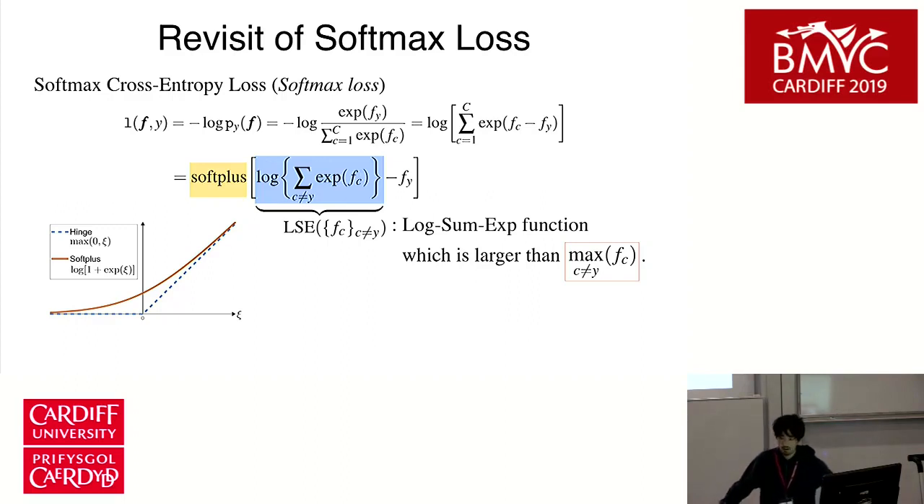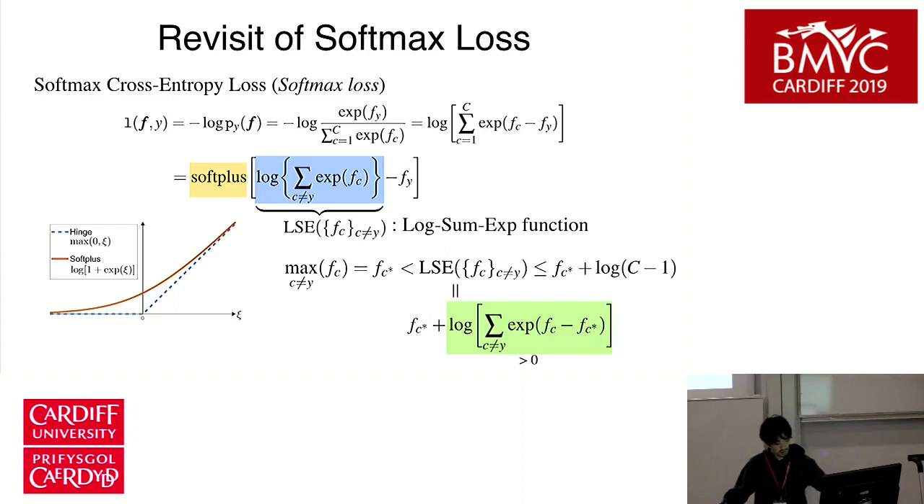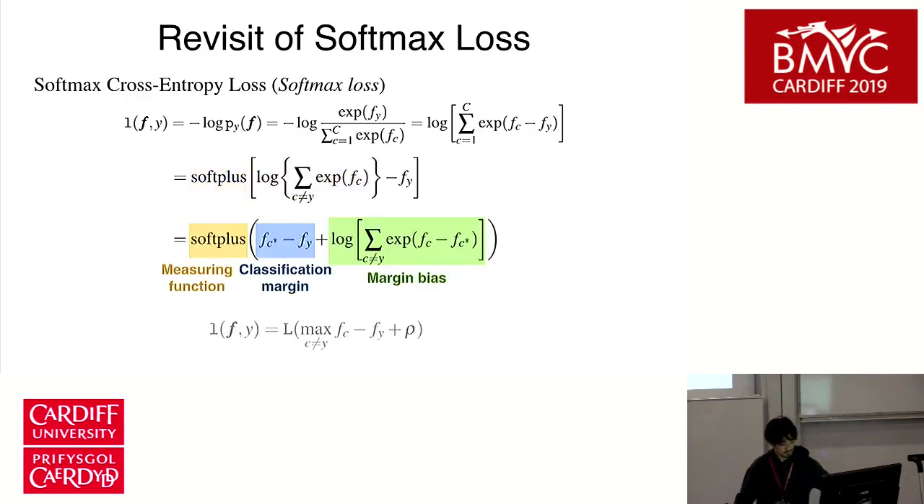This LSE exhibits values larger than the maximum, because it has this relationship regarding the maximum value. This relationship can be obtained by decomposing the LSE function into the maximum part and the non-negative residual part, and by putting this back into the softmax loss, we can finally get this loss. This reformulation of the softmax loss is nothing but a large margin-based classification loss, where, more importantly, we get the margin bias in these forms.